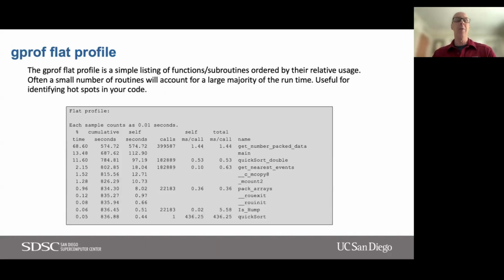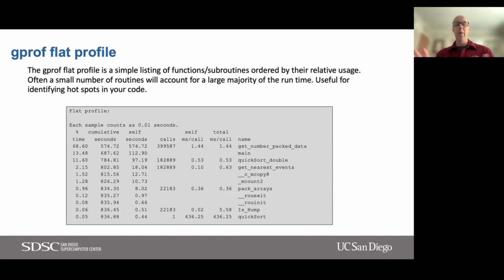So let's take a look at some gprof output. You're going to get two outputs. You're going to start off with the gprof flat profile, which is simply a listing of the functions and subroutines ordered by their relative usage. And if you're lucky, you're going to find that it's really just a very small number of routines that account for a large majority of the runtime. This is useful for identifying the hotspots in your code.